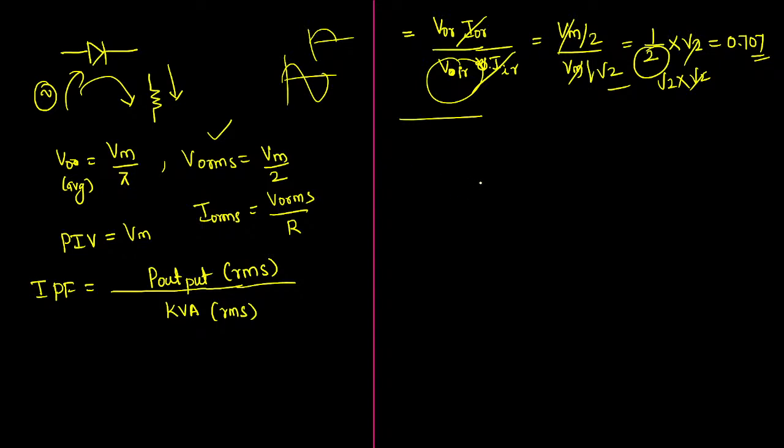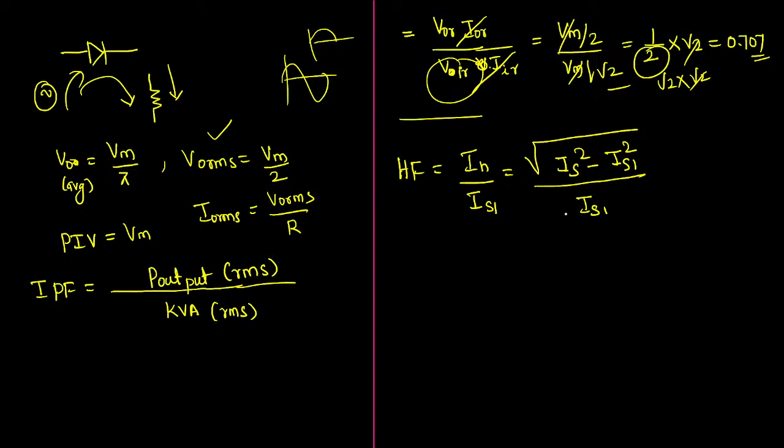I have asked you to understand all these things and how to calculate these formulas, and I have requested you to calculate the harmonic factor. What is the formula to calculate the harmonic factor? Harmonic current divided by fundamental source current. Harmonic current can be written as the square root of the total source current delivered by the source squared minus the fundamental source current squared, whole divided by the fundamental source current. The root is only on the numerator. This is the formula to express this.